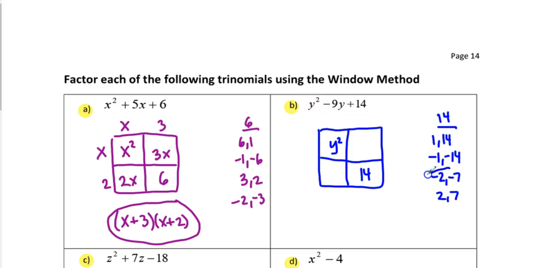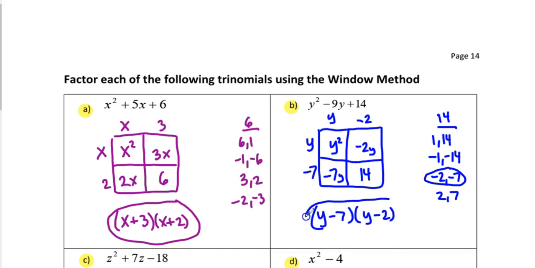Well, I've got it right here. So I'll put my y's on, and I'll go -2, -7. Let's check it. -2y, -7y. Yep, those will add up to a -9y. We've got our factors. Sort of checking it as we go, right? Because the window already shows the multiplication. And we know that the multiplication, these terms all combine to be this original trinomial.